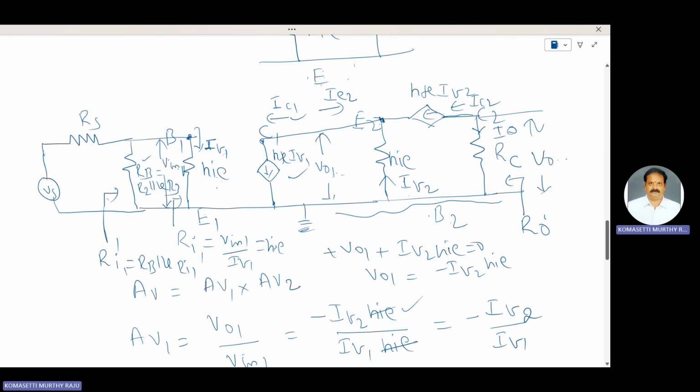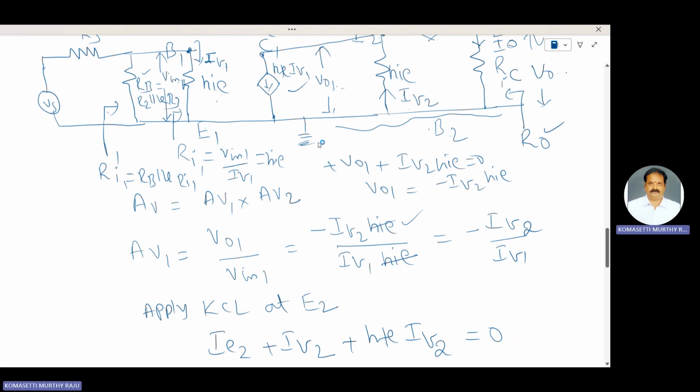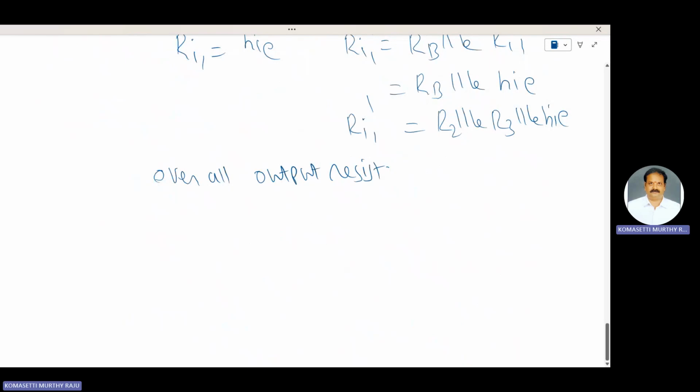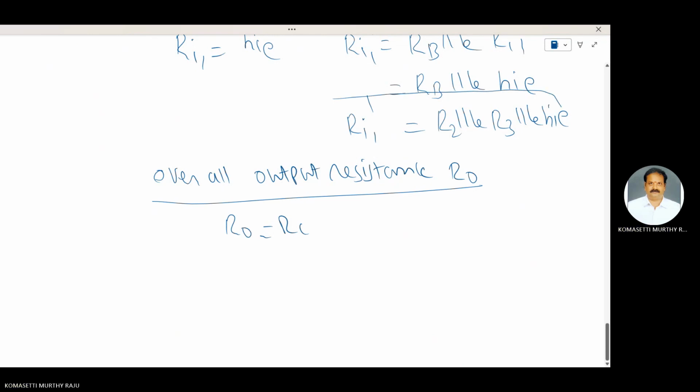Overall output resistance, that is R0, is Rc.